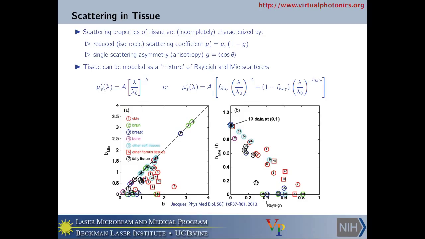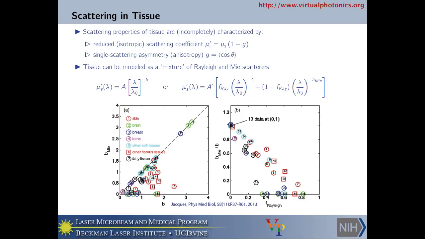G is something called the single scattering asymmetry or anisotropy coefficient, and it's the average cosine of the scattering angle. So what this means is that for theta going to 0, where there's no scattering, G becomes 1. When scattering is perfectly isotropic, the average scattering angle is actually 90 degrees, so G is 0. You have equal amounts of light going forward or backward. If you have a particle that somehow scatters more light backward than forward, you would actually have a negative G.